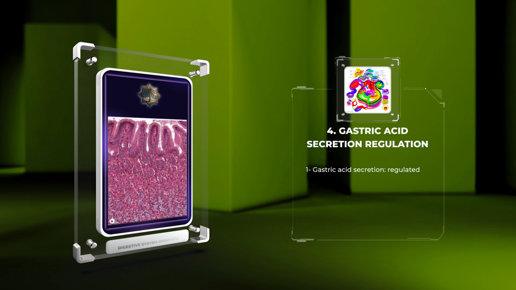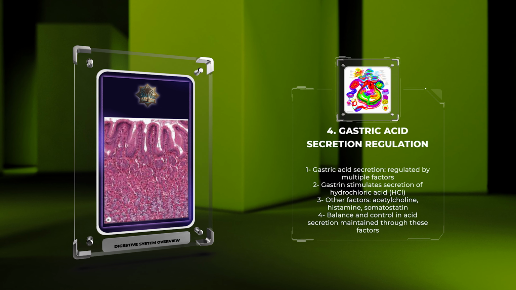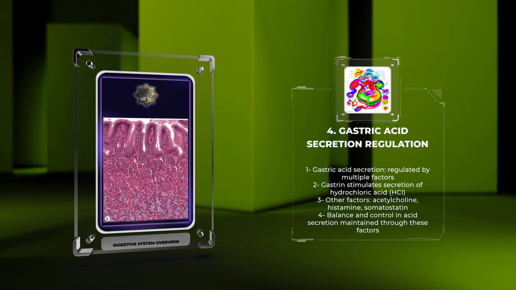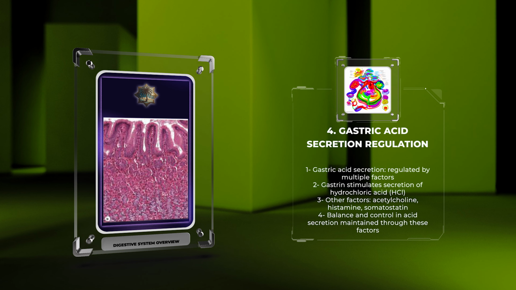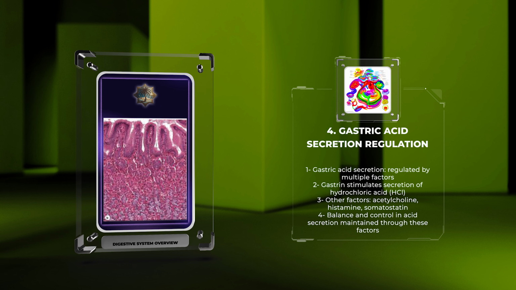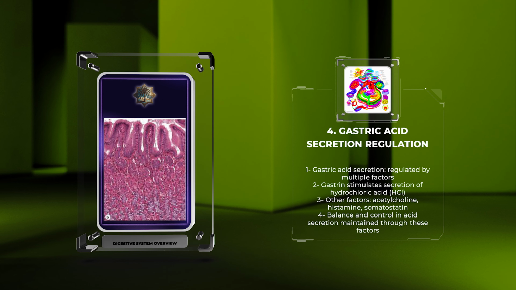The regulation of gastric acid secretion involves multiple factors, primarily controlled by the hormone gastrin. Gastrin stimulates the secretion of hydrochloric acid, HCl, by parietal cells through the activation of proton pumps. Other factors like acetylcholine, histamine, and somatostatin also influence acid secretion, maintaining a balanced and controlled process.